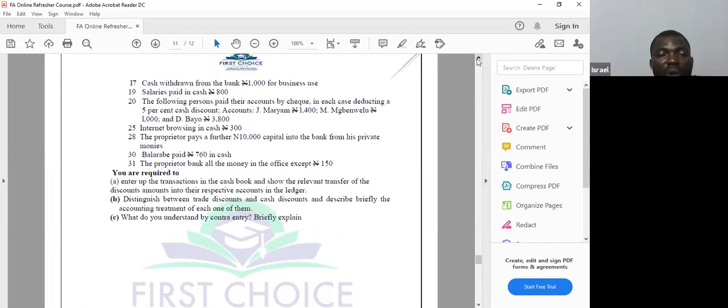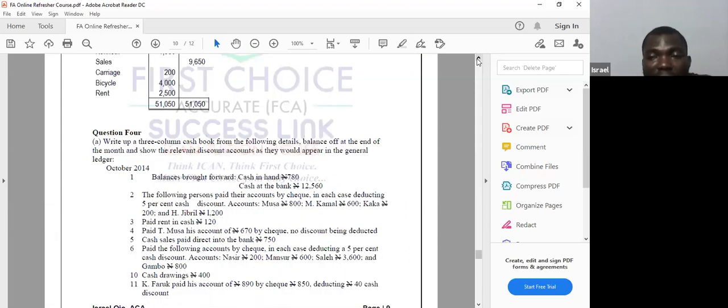So now let's look at one question. October 2014 says balance brought forward, which means the opening balance for October. We have cash in hand 780 and cash at bank 12,560. So that is what we have here. Now after this, we go to our cash book and record the transaction there.